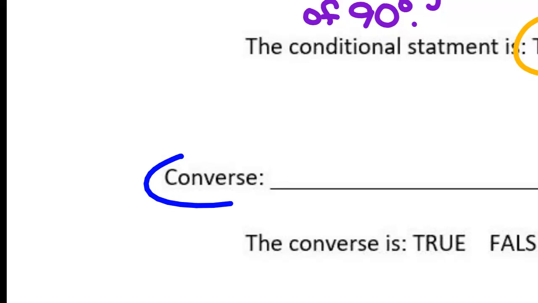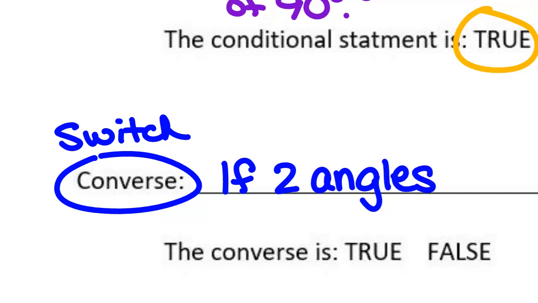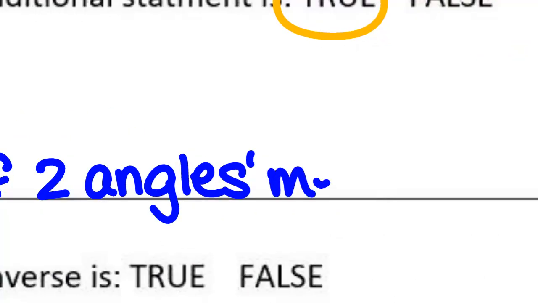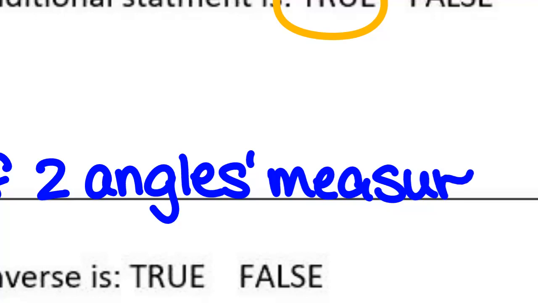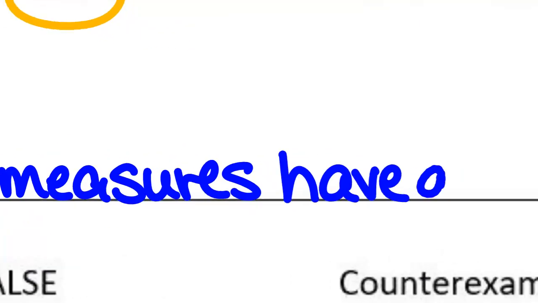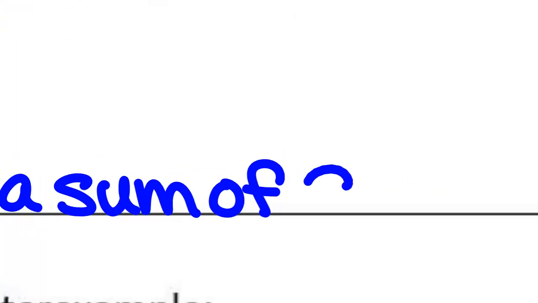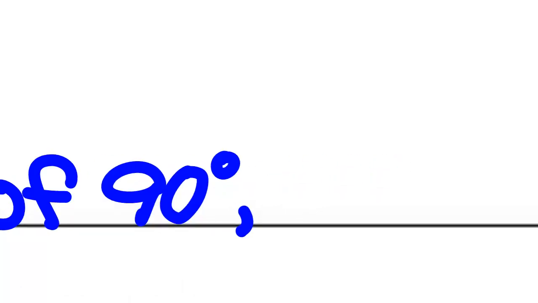All right, let's write the converse. What does the converse look like? If two angles' measures have a sum of 90 degrees, then they are complements.